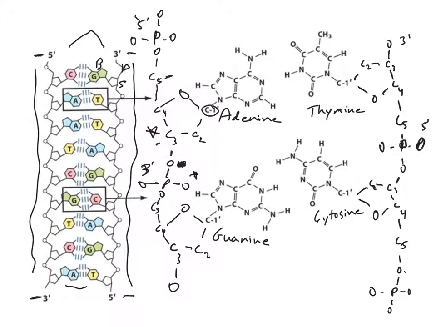5' groups. Now I do need to make a little correction here. The C5 would be linked to an oxygen that is linked to that phosphate group. So the phosphate group is always linked to the carbon through that oxygen right there. Sorry about that.